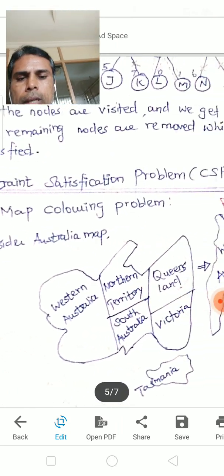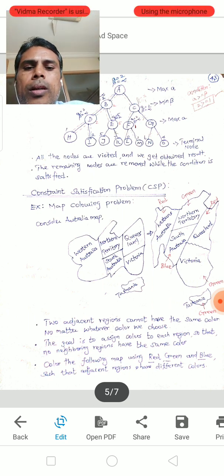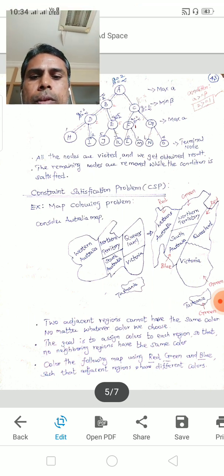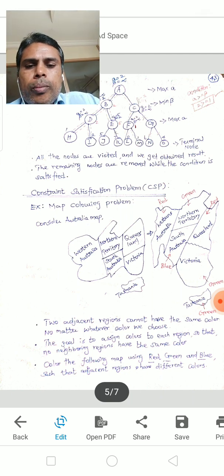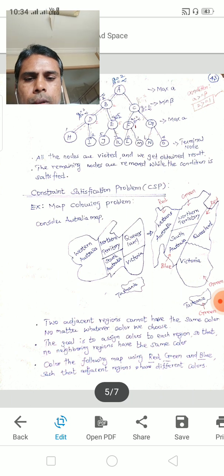Okay, so the next one is constraint satisfaction problem. For the constraint satisfaction problem, you take the example of the map coloring problem. Map coloring problem is one of the examples for the constraint satisfaction problem.